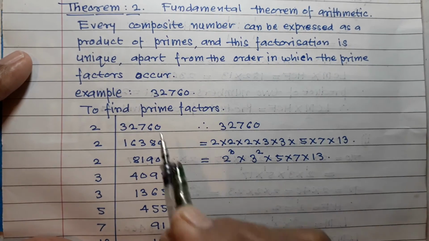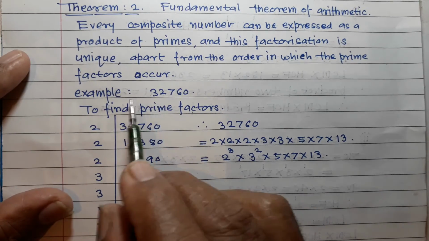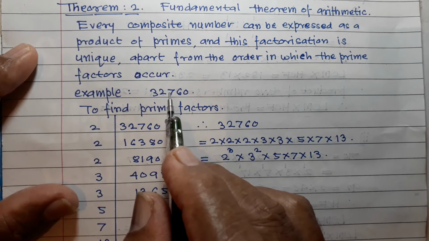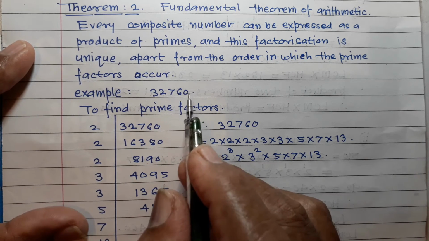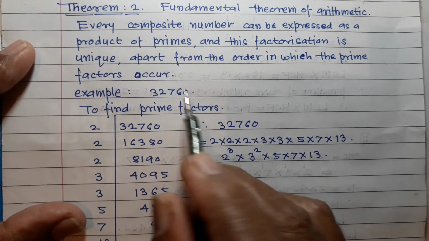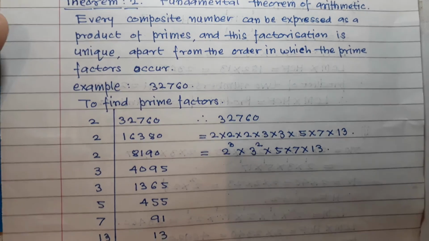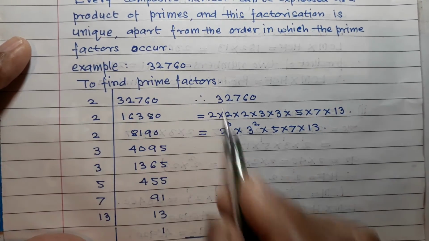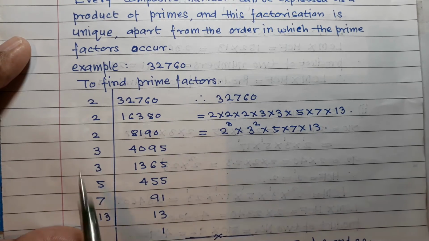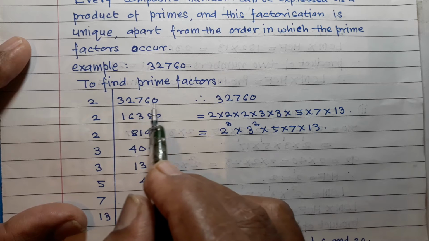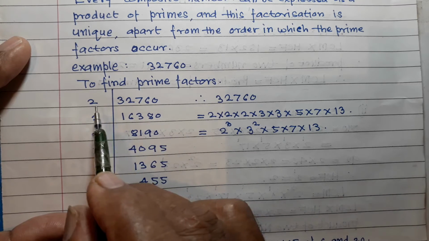Example: this is the composite number given, 32,760. Now I will find the prime factors. Now you try to understand this method. 32,760. Now start from what?